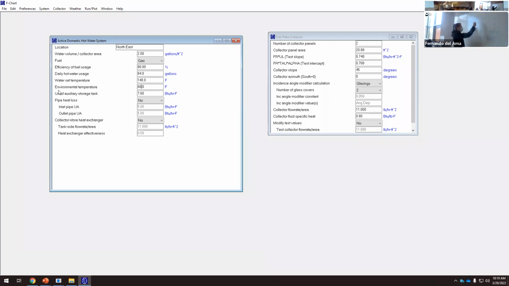Usually a tank is like a cylinder, and it does have thermal insulation in the walls. Okay, so a tank is something metallic, but it does have thermal insulation in the wall. So again, this comes from the specifications.